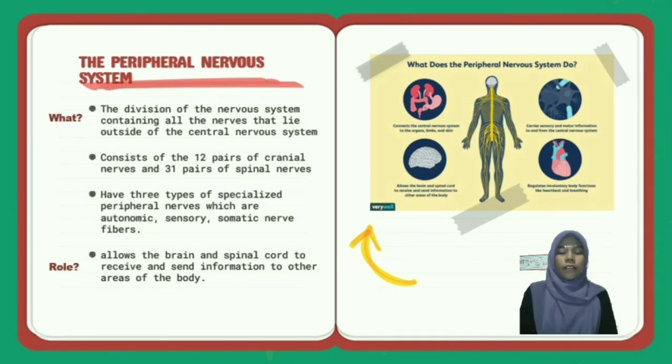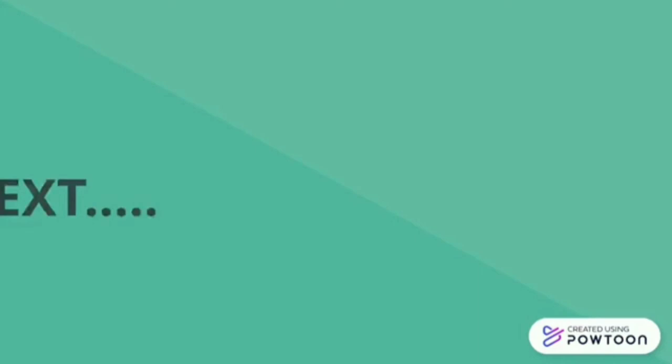There are 3 types of specialized peripheral nervous system fibers that transmit to the central nervous system: autonomic nerve fibers, which carry instructions to the organs and glands from the autonomic nervous system; sensory nerve fibers, which receive external stimuli; and somatic nerve fibers, known as motor, which convey information and control voluntary muscular movement. Its function is to allow the brain and spinal cord to receive and send information to other parts of the body, and allows us to react to the stimuli of our environment.